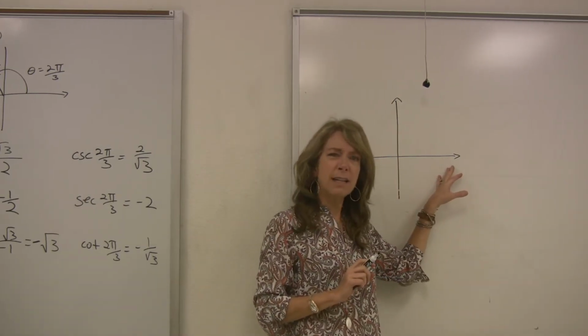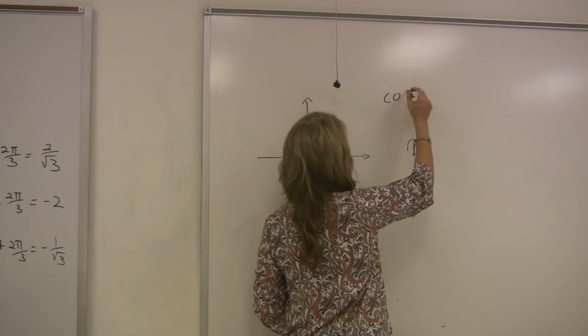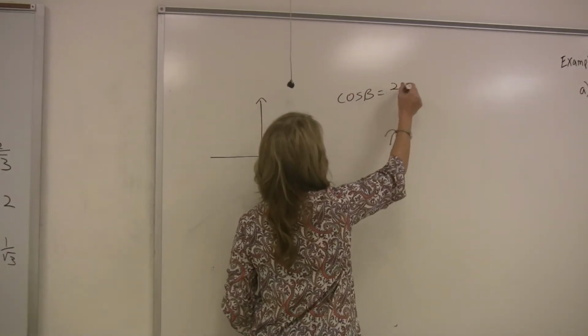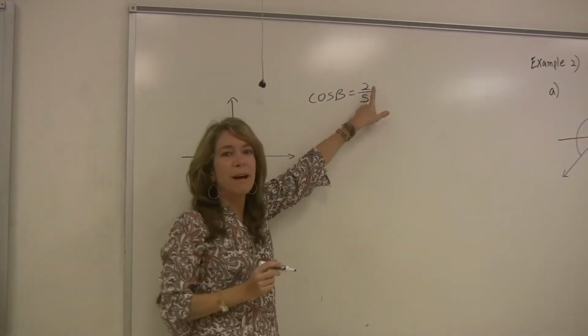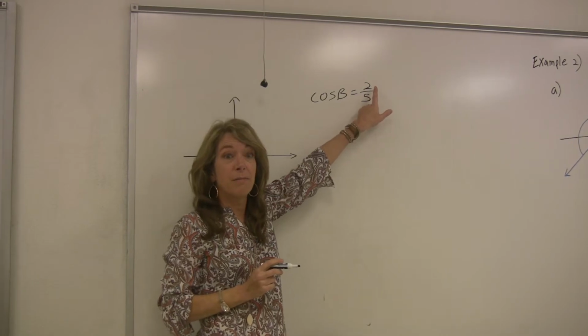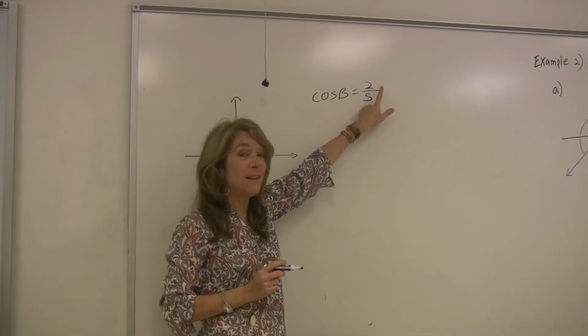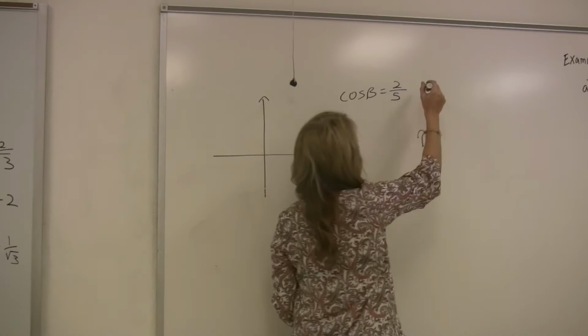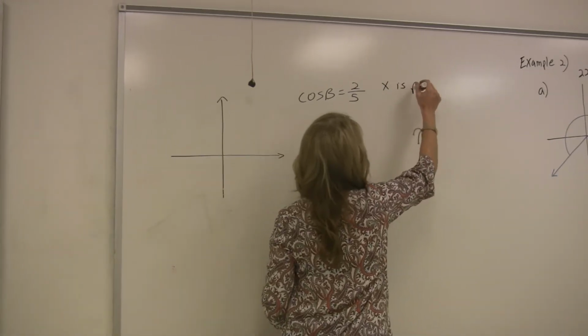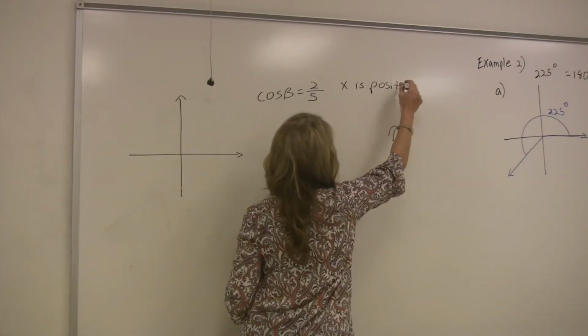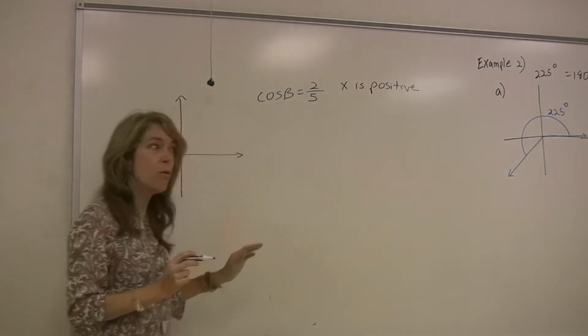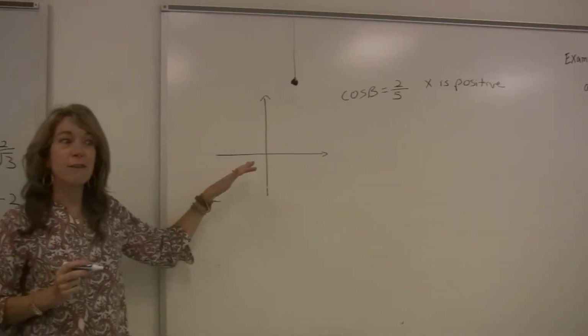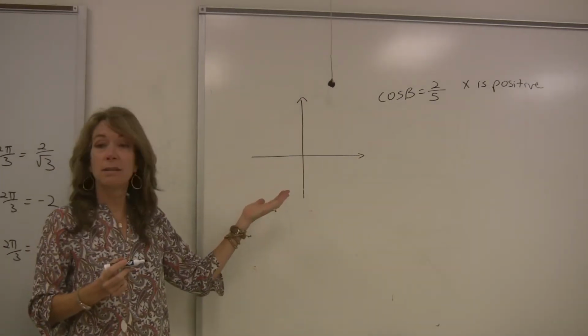Right, so my cosine is positive. Cosine of beta was positive 2/5, which tells me what about my x? X is the 2, right? X is positive. If x is positive, I no longer have a choice as to where to draw this, right?